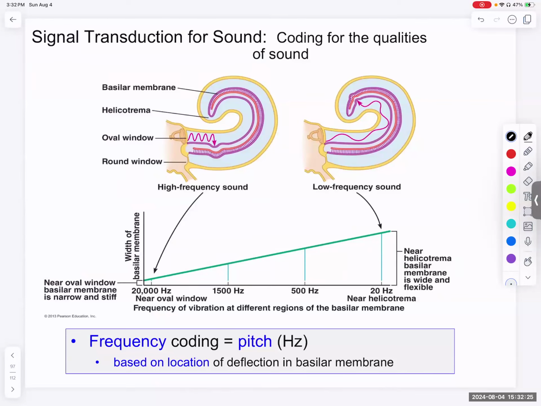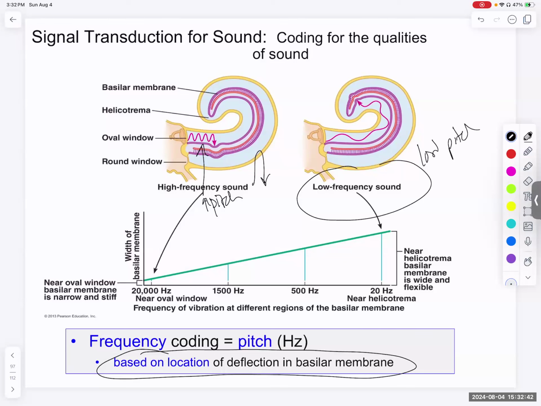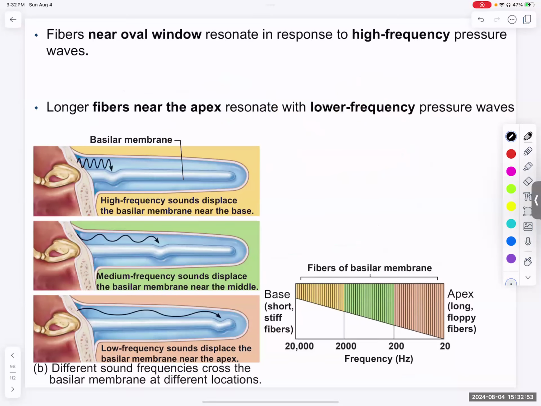Pitch is just based on the location or deflection of that basilar membrane. And so again, this would be high pitch, right? They're high short waves that come crashing down real quick versus low pitch. These waves travel farther before they are going to push down. And so that's how we can tell the pitch, which receptors are being activated. So fibers near the oval window, high frequency. Fibers closer to the apex, which is called the helicotrema, are lower pitch.